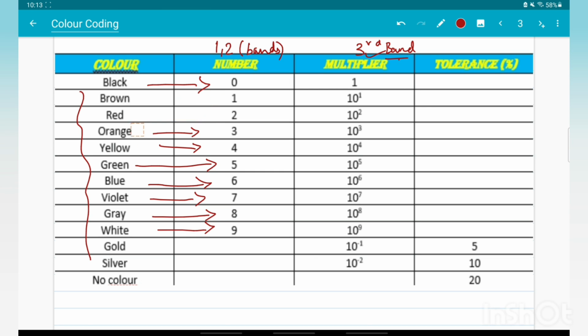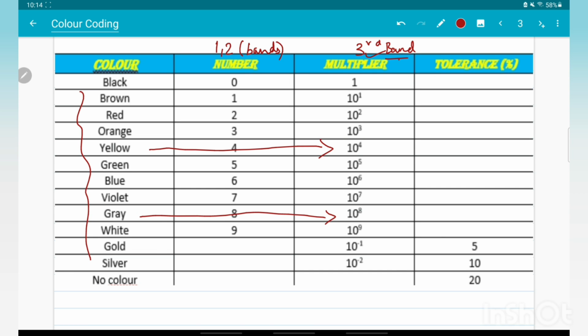For example, suppose in the third band you have the color yellow, then you have to take the value of the multiplier as 10 to the power 4. Or if in the third band you have the color grey, then your value of the multiplier will be 10 to the power 8. Like that there are different values of multipliers given over here, so you have to remember them.